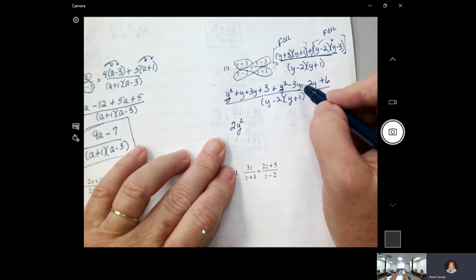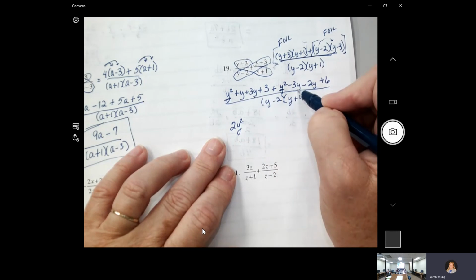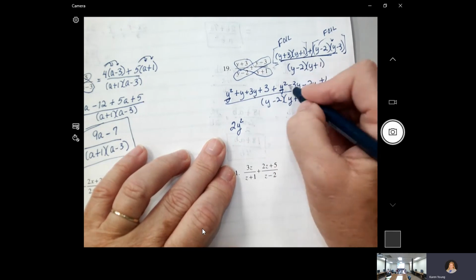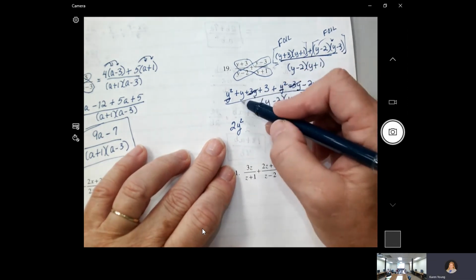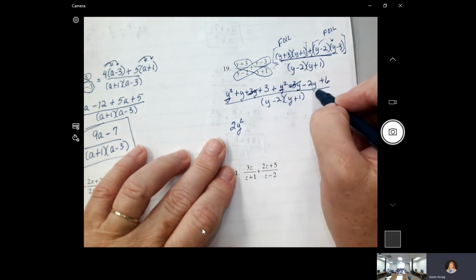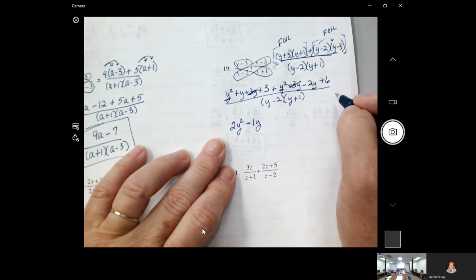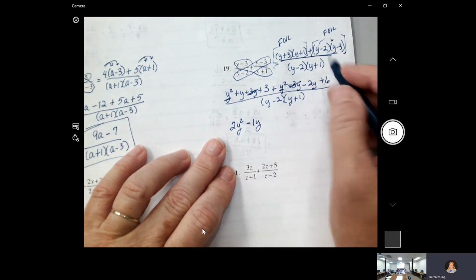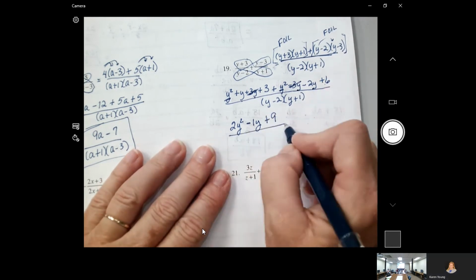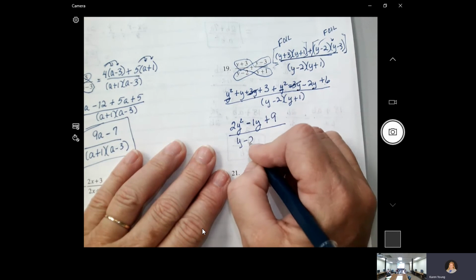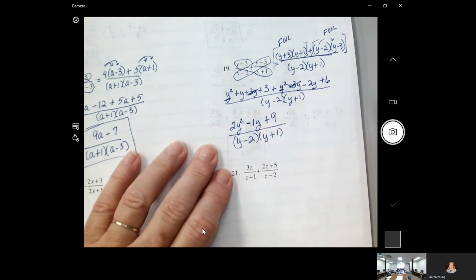Here's a neat little trick. I've got a positive 3y here. I've got a negative 3y here. Plus 3y minus 3y, they cancel each other, right? So then I only have to add the y and the negative 2, which gives me negative 1y. And then 3 plus 6 gives me 9. And I'm left with y minus 2 over y plus 1.